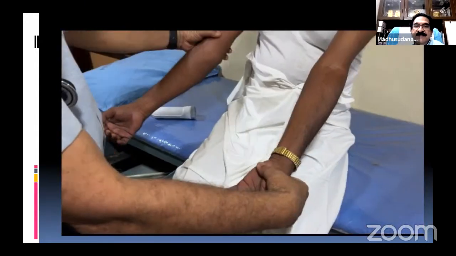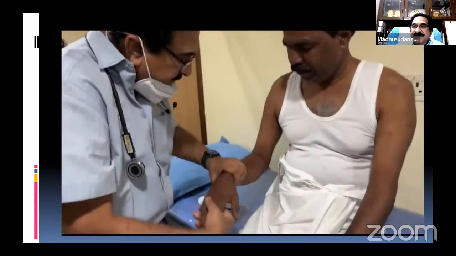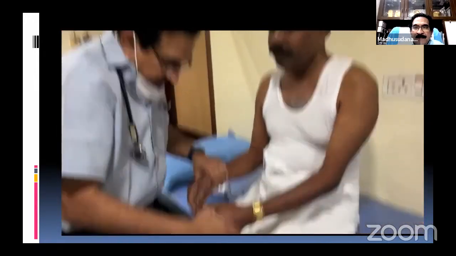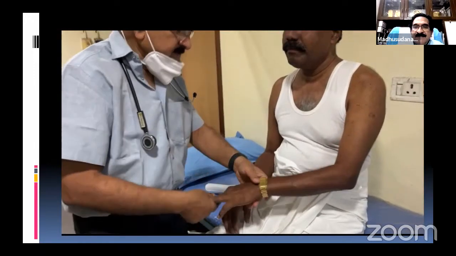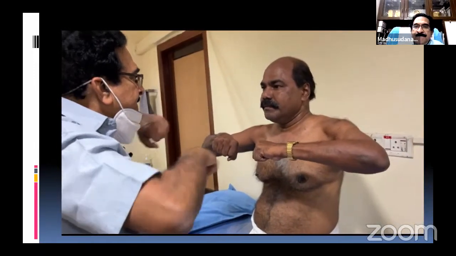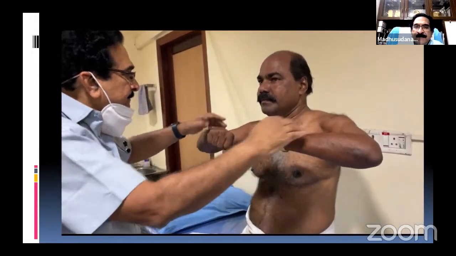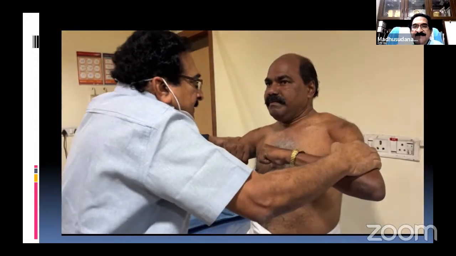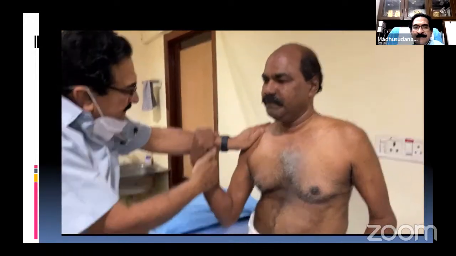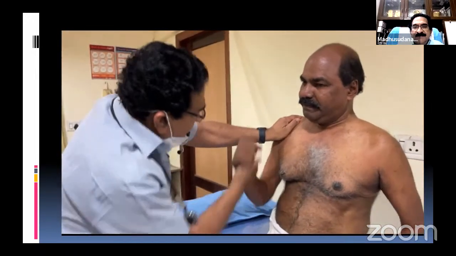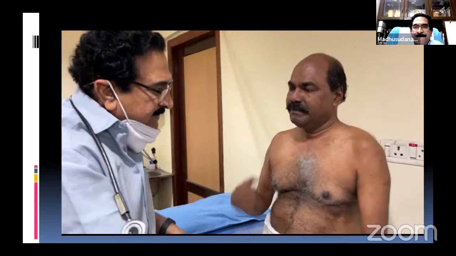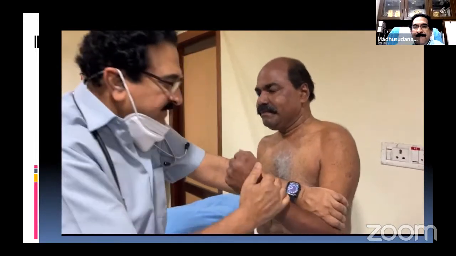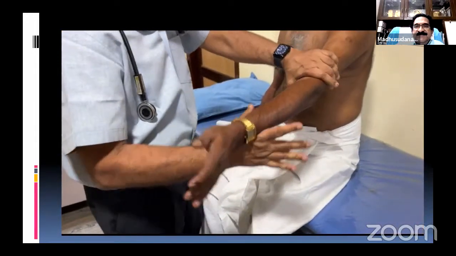He has wasting of the arm, which could be seen. No wasting in the forearm and hands. Mild weakness at the deltoid was there. Biceps was weak. Brachioradialis is normal.